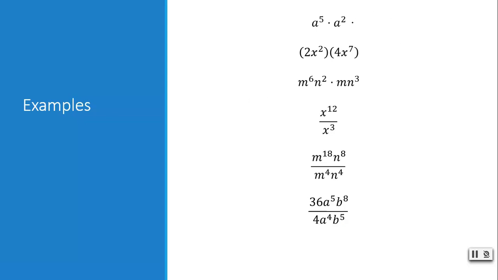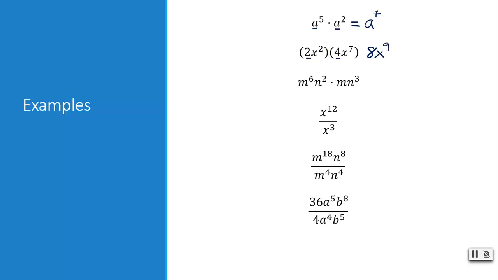A to the 5th times a squared. Again, since they have the same base of a, you can add their exponents together, which gives you a to the 7th. Now keep in mind you're still multiplying the two numbers here, so 2 times 4 would give you 8. But when you're dealing with exponents, x squared times x to the 7th gives you x to the 9th.